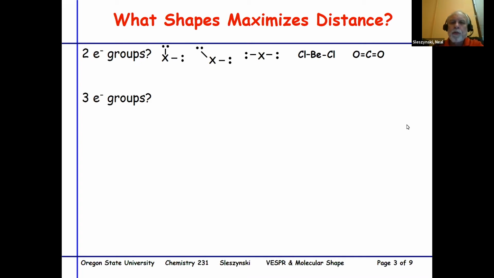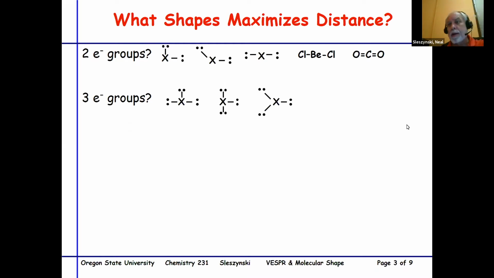Well, let's move on to three electron groups. Well, I could initially propose a structure that looks like this T shape, where I've got 90 degrees between some of the groups and 180 degrees between the other. But I can probably come up with better geometries than that. We could look at this type of T. Of course, you should recognize all I've done is taken the original structure and rotated it 90 degrees. I still have the same distance between electrons.